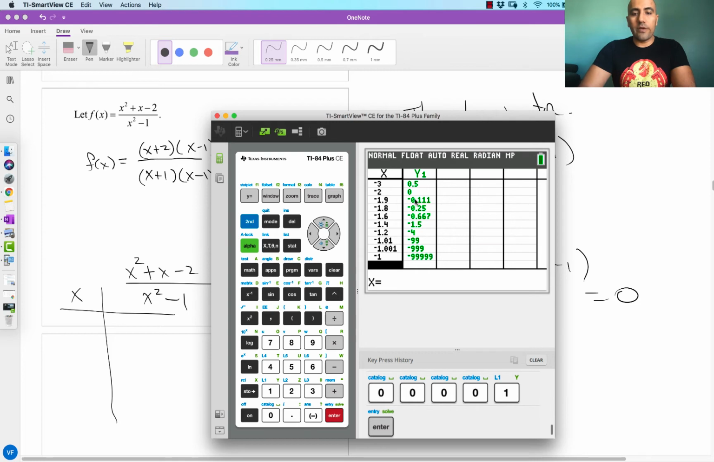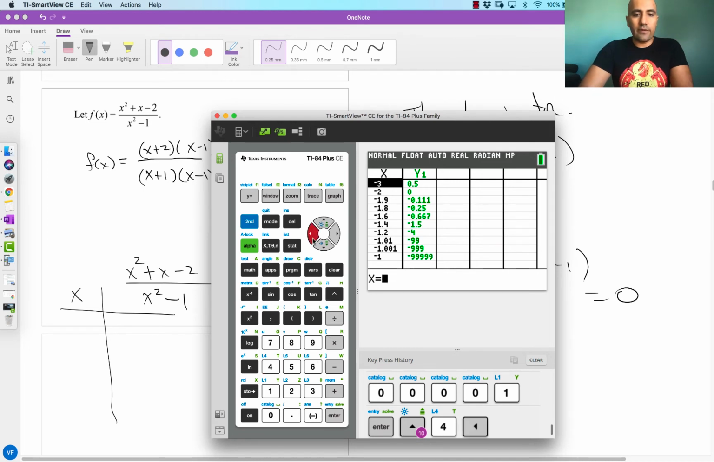Look, it's growing toward -infinity. Good. So as I approach -1 from the left-hand side, this is growing toward -infinity. Okay. What about the other direction? What if I approach -1 from the other direction?